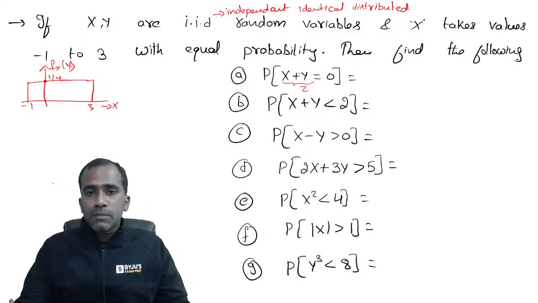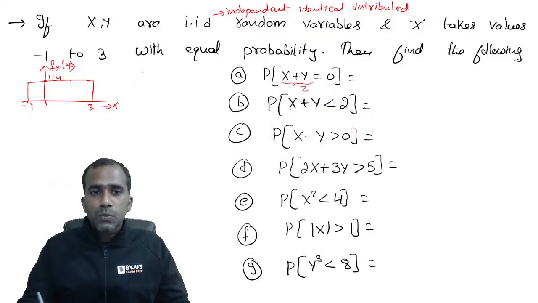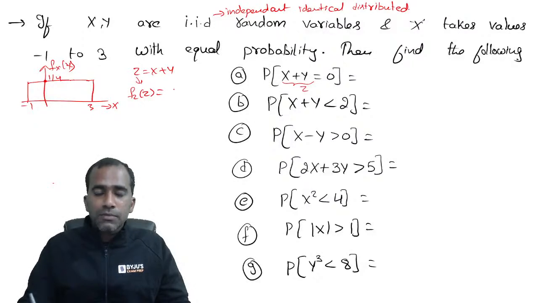Now tell me, X plus Y. How do you find the PDF of X plus Y? If Z equals X plus Y, the PDF of Z is the convolution of the PDFs of X and Y. I'm not going to write all the formulas now, I'm just going to do the problem directly. So it is fX of z convolved with fY of z. Don't bother about the notations, they are not really important. You know the PDF of X, and the PDF of Y is the same.